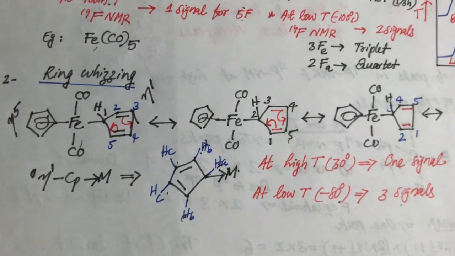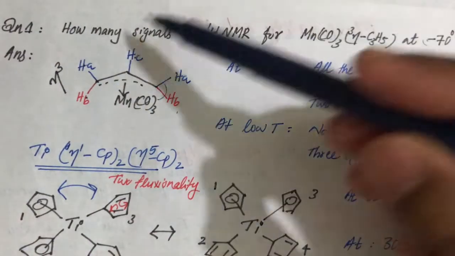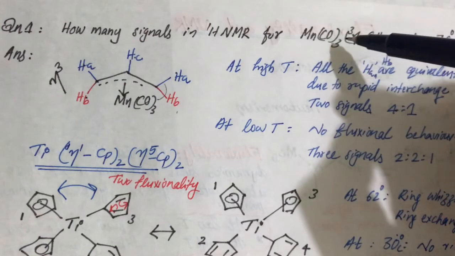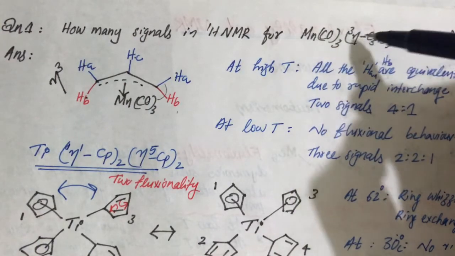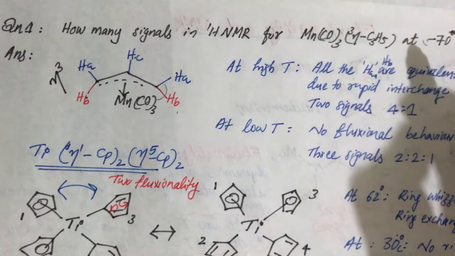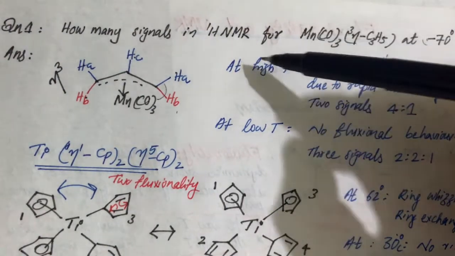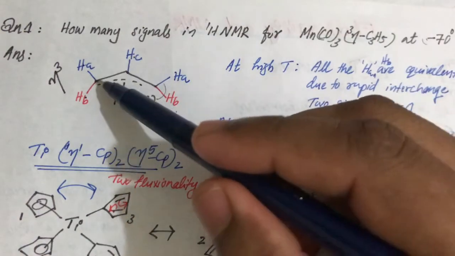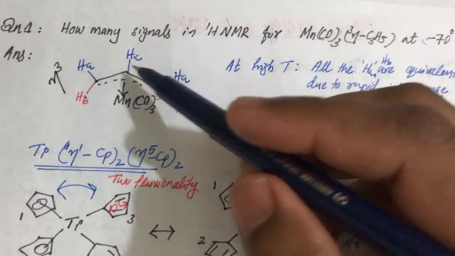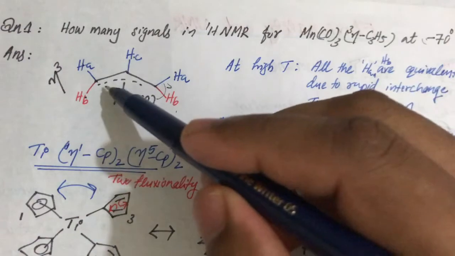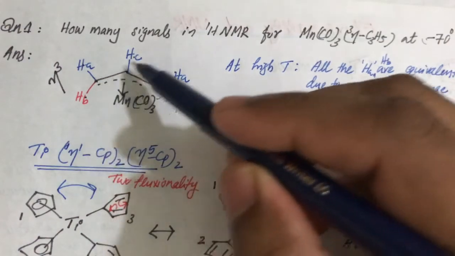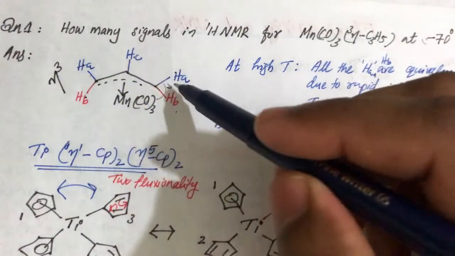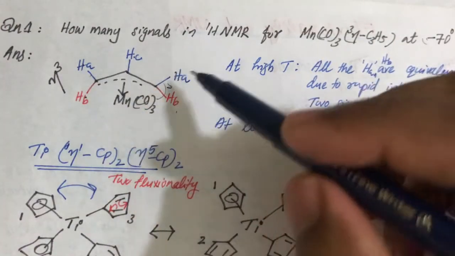Ready. So here we can discuss a problem. The question is: how many signals in proton NMR for an organometallic complex Mn(CO)3(η3-C3H5) at minus 70 degrees Celsius? So the given complex is this one. This is an allyl ligand having hapticity 3, that is, it is ligated via these three carbon atoms. Now this ligand is our interest.